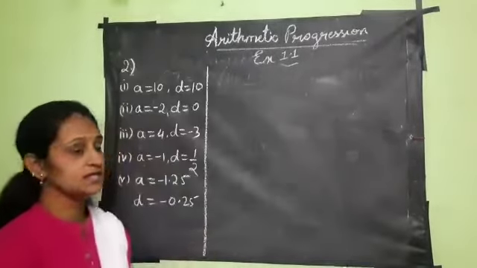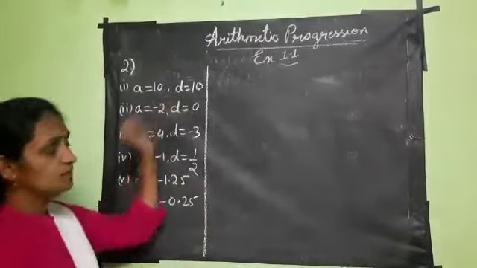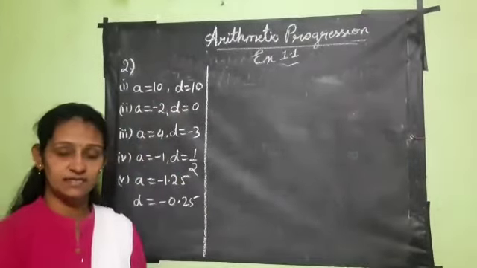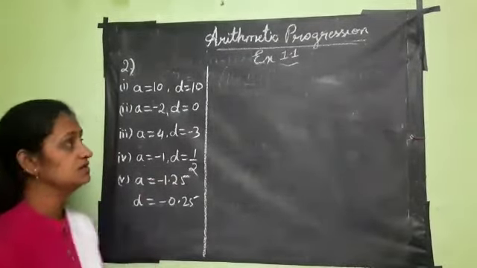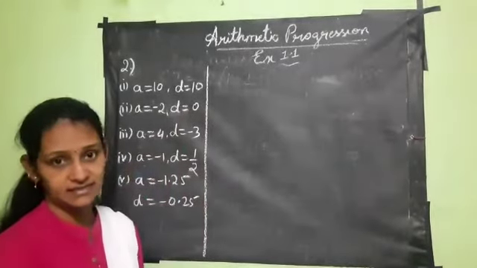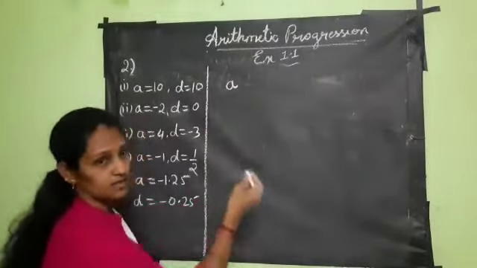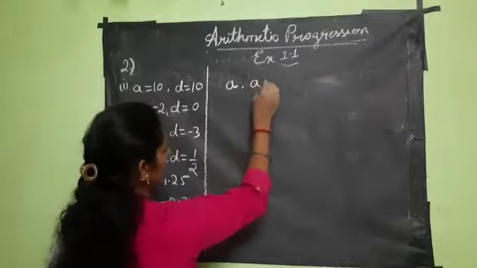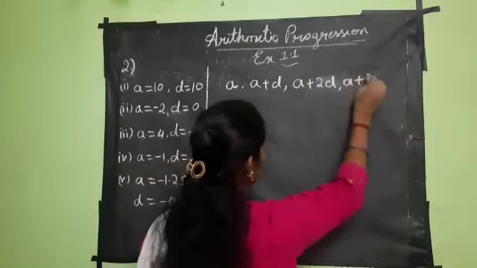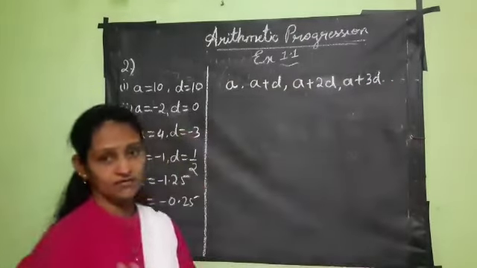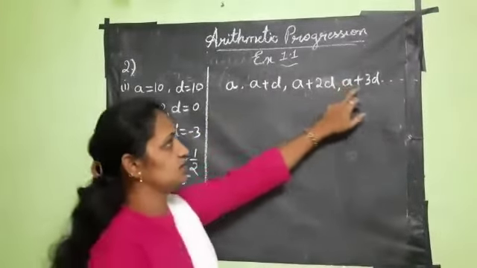So here in the second main question, you are given the first term and the common difference. Now you have to find the first 4 terms of the given arithmetic progression. Before writing the terms, let us recall the general form. The general form of arithmetic progression is A, A plus D, A plus 2D, A plus 3D, and so on. We require 4 terms, so A, A plus D, A plus 2D, A plus 3D.